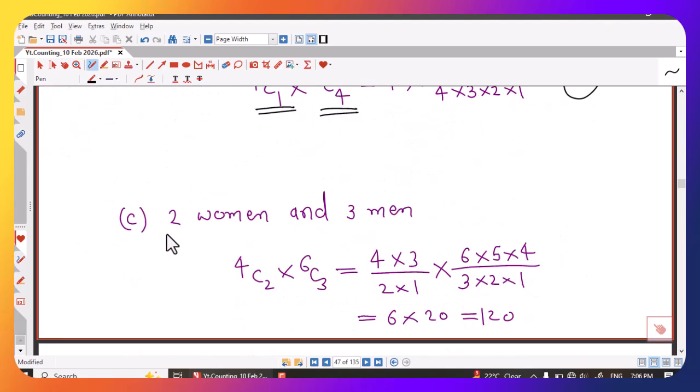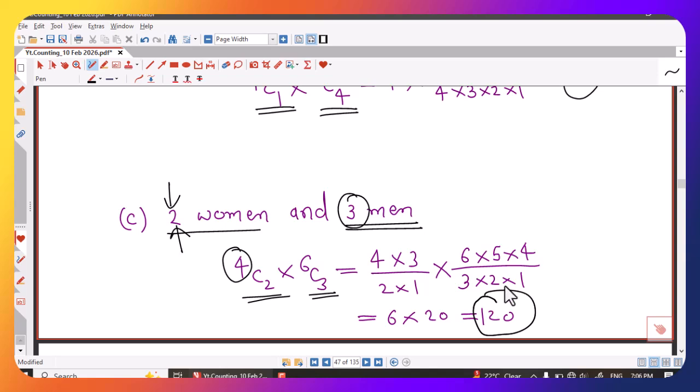In the third part we have this possibility, 2 women and 3 men. Total women are 4, so we can select 2 women from 4 women in 4C2 ways. Similarly, 3 men can be selected out of 6 men in 6C3 ways, and after simplification we obtain 120, and this is by the product rule.